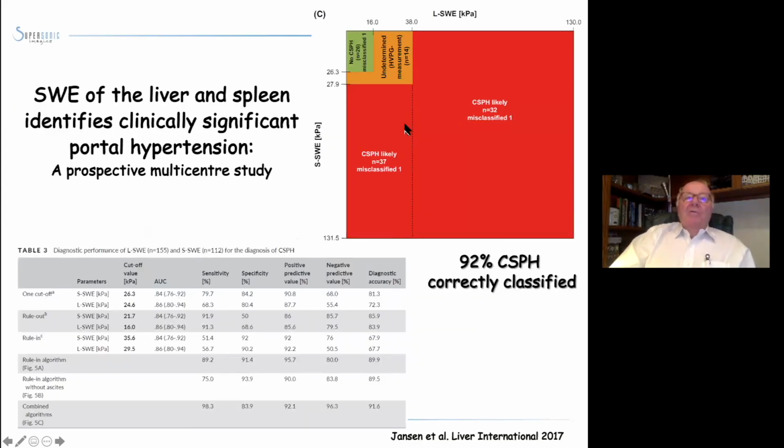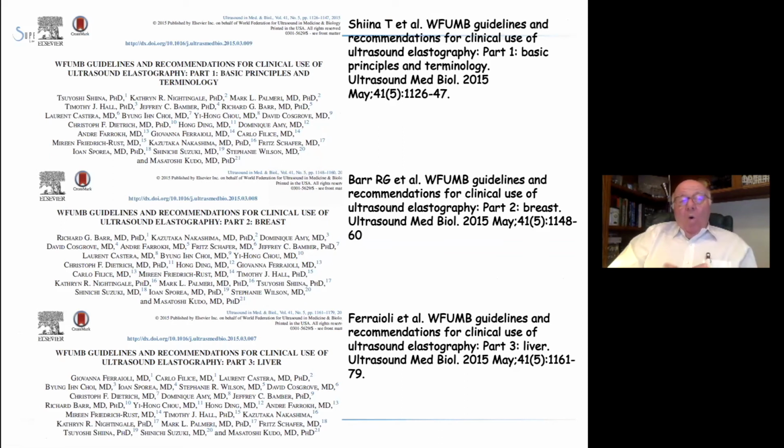Same thing, a prospective multi-center study published by Jensen in Liver International in 2017 has measured liver shear wave elastography on the horizontal axis versus spleen shear wave elastography, highlighting here in the diagram the likeliness of clinically significant portal hypertension, CSPH, in the data set that has been acquired. All of that has been supported by international guidelines.